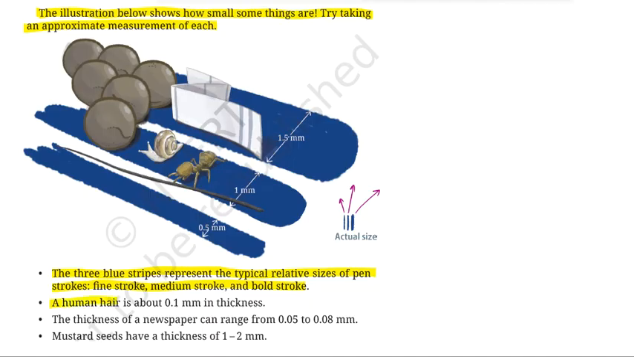Human hair is about 0.1 millimeter in thickness. The thickness of a newspaper can range from 0.05 to 0.08 millimeters. Mustard seeds have a thickness of 1 to 2 millimeters. So they are trying to tell you how small things could be, और इतने सारे small चीज़ों को measure करने के लिए you need smaller units as well.